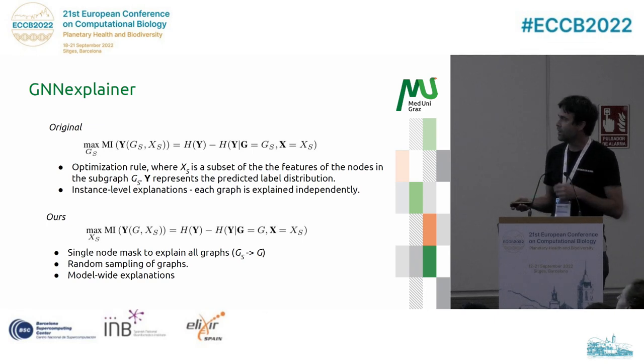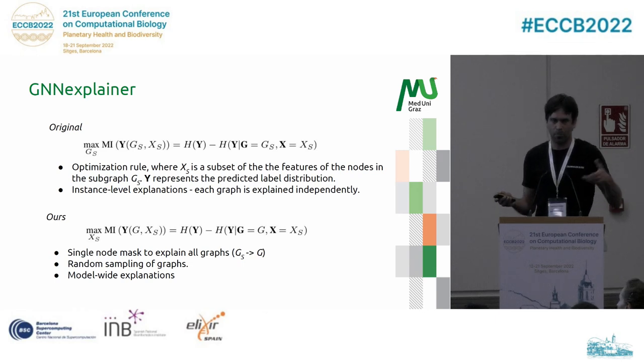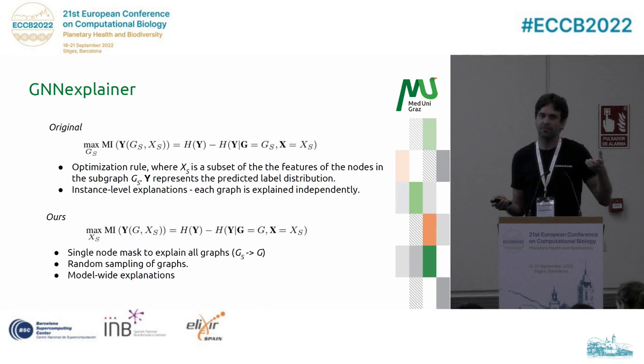And what we aimed for here was more like a traditional feature selection approach, where we want to have information about the features model-wide. So what we simply did is, first of all, we optimize a feature mask, and then to obtain these model-wide explanations, we simply sample graphs from the test set and optimize a single mask.